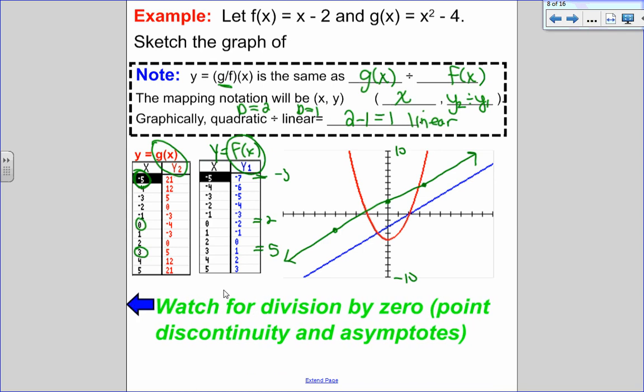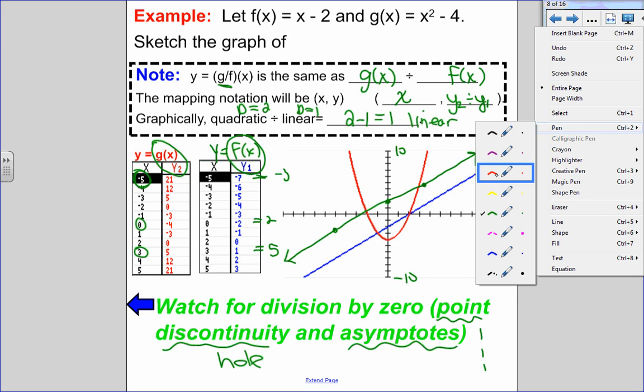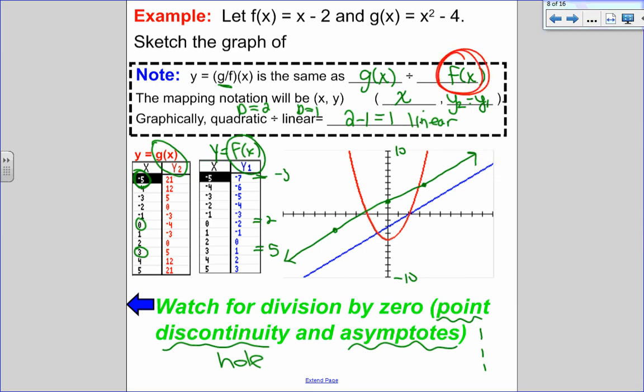Okay, but I said with division, we always want to be on the lookout for some restrictions. When I do division, I'm looking for point discontinuity. That just means a hole in the graph, or a vertical asymptote, which is like that straight line that I can't cross. Because I'm dividing by f of x, it's in the denominator, so I'm really interested right here where it's 0, because I can't divide by 0.